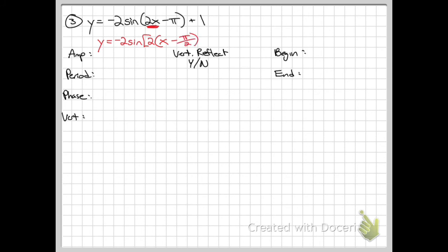So -pi/2, you're dividing out the 2. Understand that if you redistributed this, that would be 2x, and that would be pi, like we needed. And then the +1 stays the same. Now we can start answering our questions.